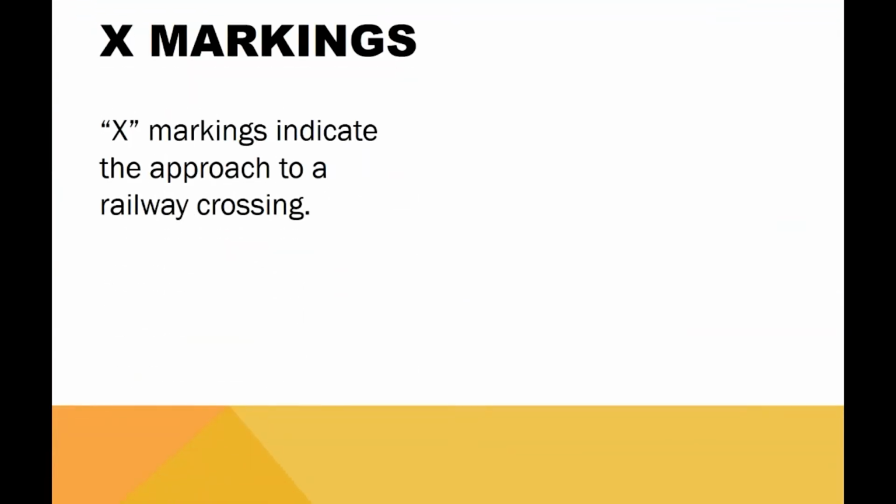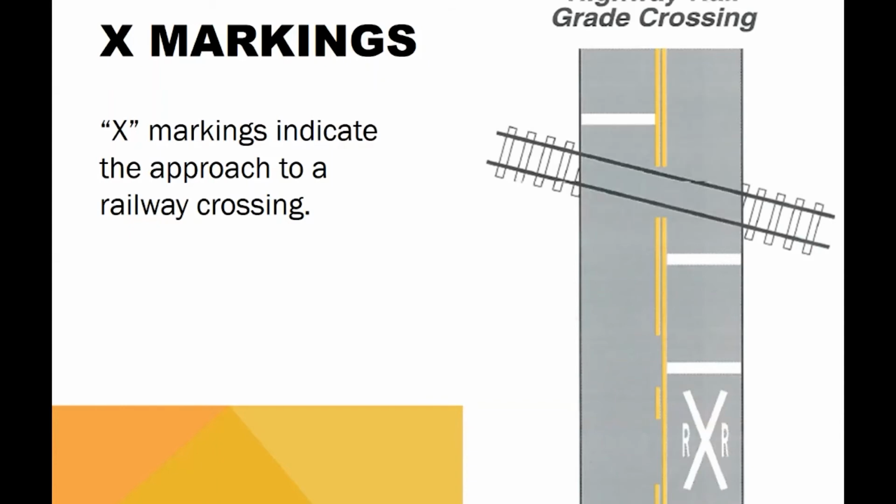X markings. X markings on a road indicate that you're approaching a railway crossing. You also cannot stop in that X. So where it has an X, it's telling you there's a railway crossing, but it's also telling you you can't stop in this X. And that's to give you enough space away from that railway track so that you're not getting too close and putting yourself in harm's way. And those X markings are on page 40 of the crossing section.